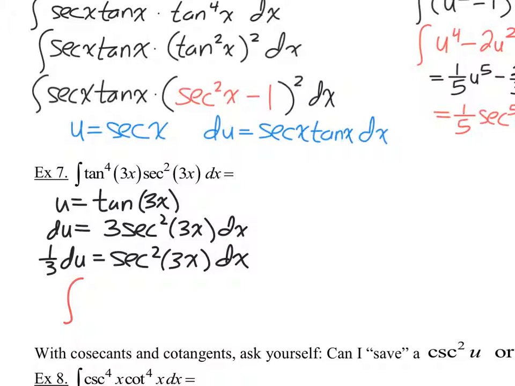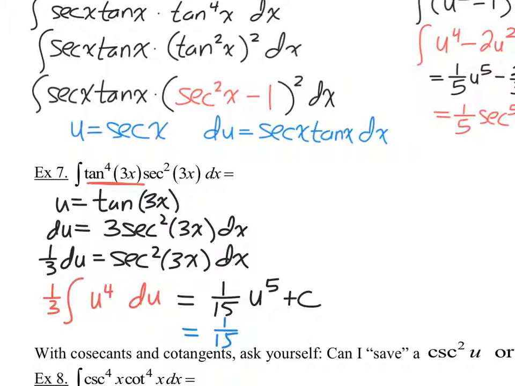So we're looking at u to the 4th to address the tangent to the 4th, and then 1/3 du to address everything else. In which case, and you can leave the 1/3 on the inside, it's not going to amount to much anyway. 1/15 u to the 5th. All right, so that's going to be 1/15 tangent to the 5th of 3x plus c.